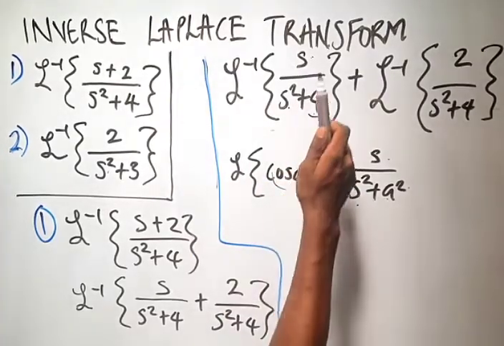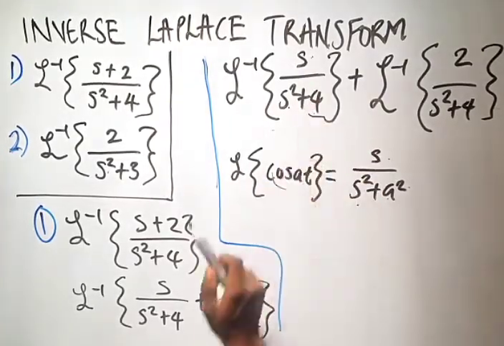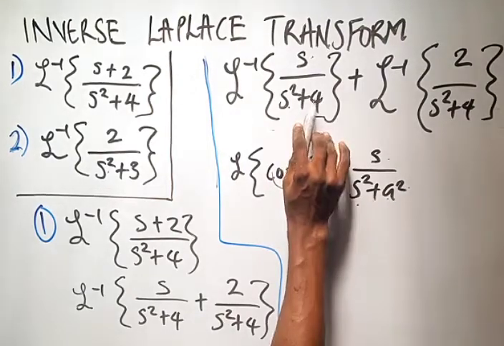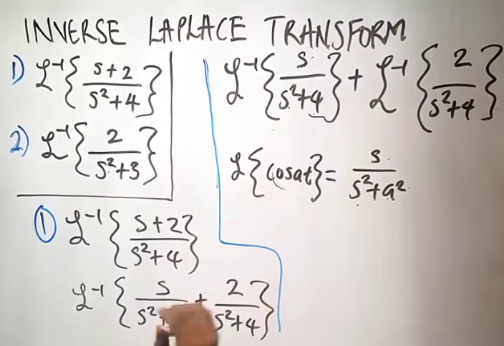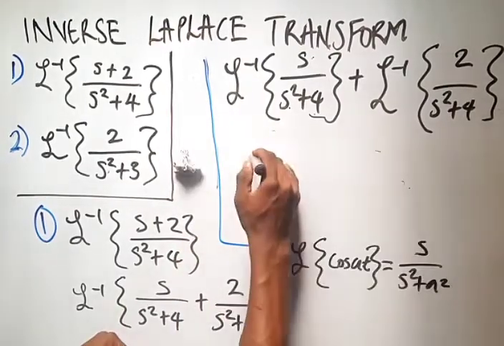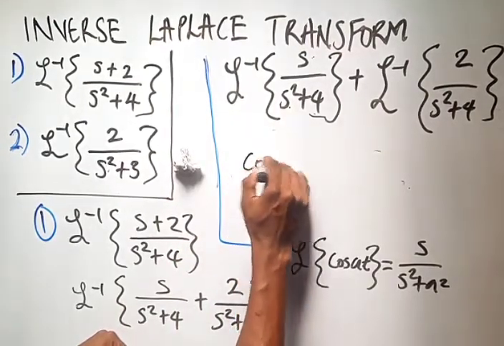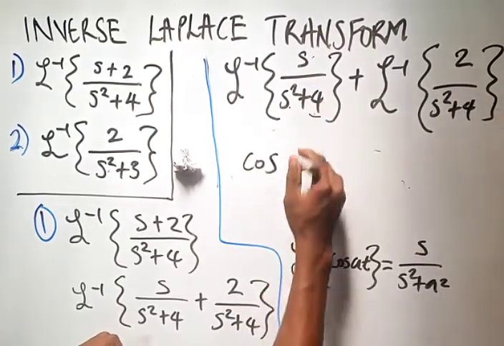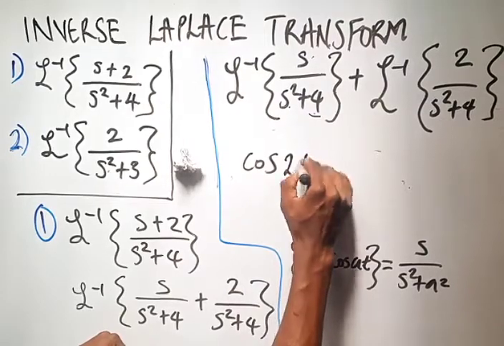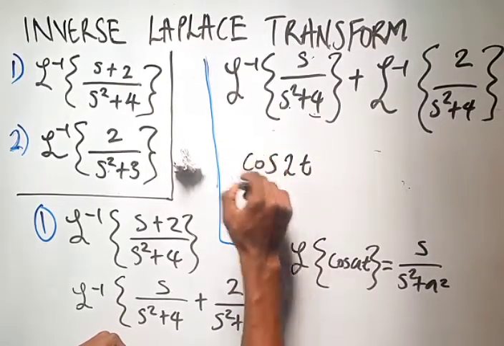So which number are we going to square to have 4? We have 2 squared, so that means a here must be 2, such that 2 squared will give us 4. Knowing that, let me just clean that. So this must be cosine of, a here is going to be 2, such that 2 squared will give us 4. So cosine of 2t. Alright, that is it for the first part.